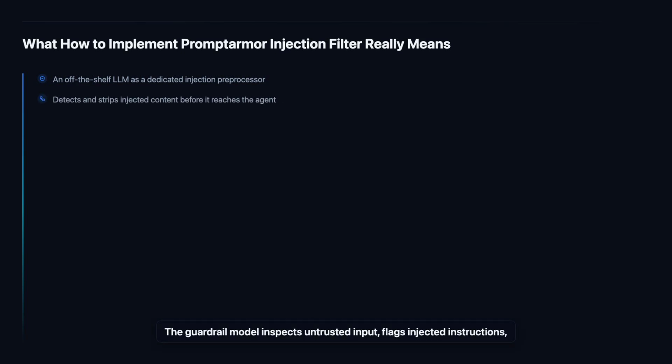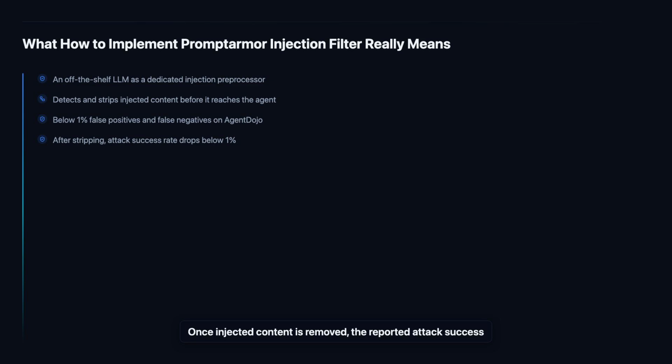The guardrail model inspects untrusted input, flags injected instructions, and strips them out. Only the cleaned content passes through, so the downstream agent never sees the malicious payload. Using GPT-4o, GPT 4.1, or O4 Mini, the authors report false positive and false negative rates both under 1% on AgentDojo, a leading benchmark for agentic prompt injection attacks. Once injected content is removed, the reported attack success rate falls below 1%. The pre-processing step neutralizes the payload before it can hijack the agent's behavior.